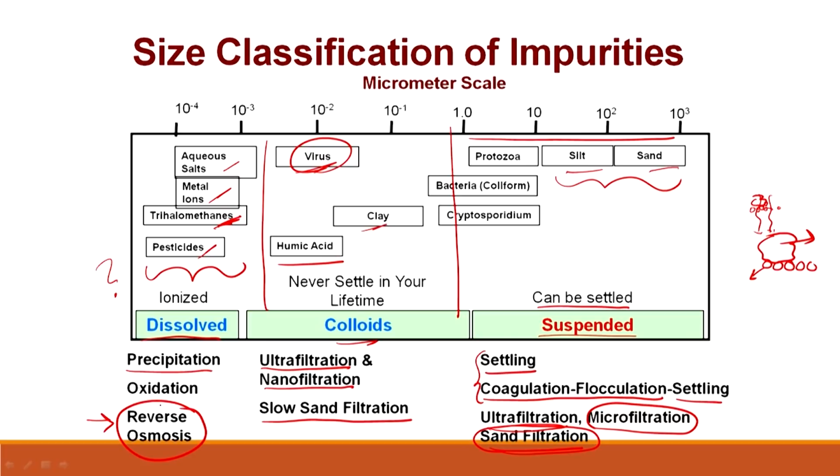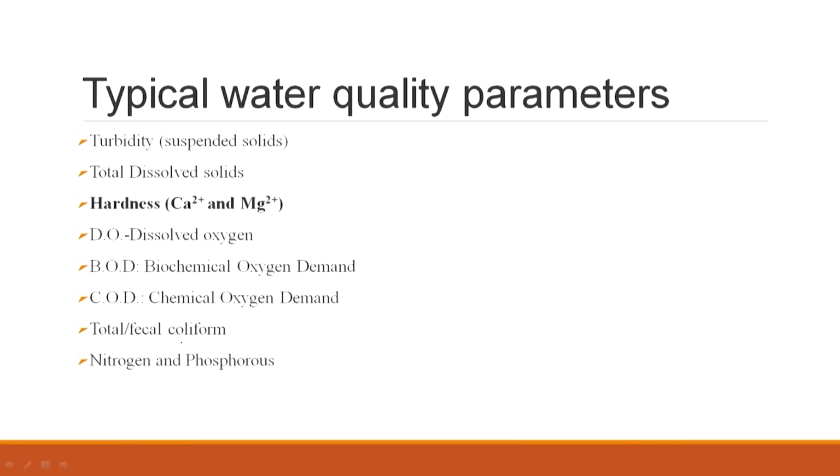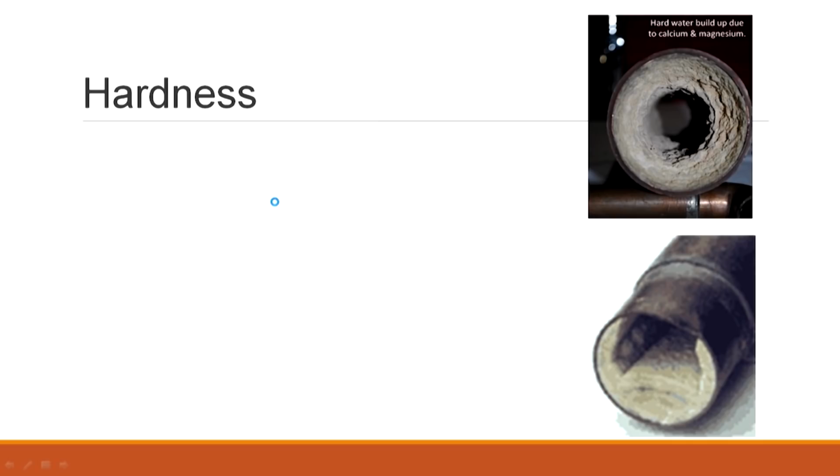We will look at this in greater detail later on, but in water treatment plants, yes, we do look at oxidation and precipitation. So, let me move on. We are done with turbidity and total dissolved solids, and we are moving on to hardness. Why? We discussed this earlier, but I have a picture here. Here is what a typical pipe looks like after it has been running water that is rich in calcium and magnesium. You have hard water buildup due to calcium and magnesium. These are the calcium and magnesium deposits. That is what you see.